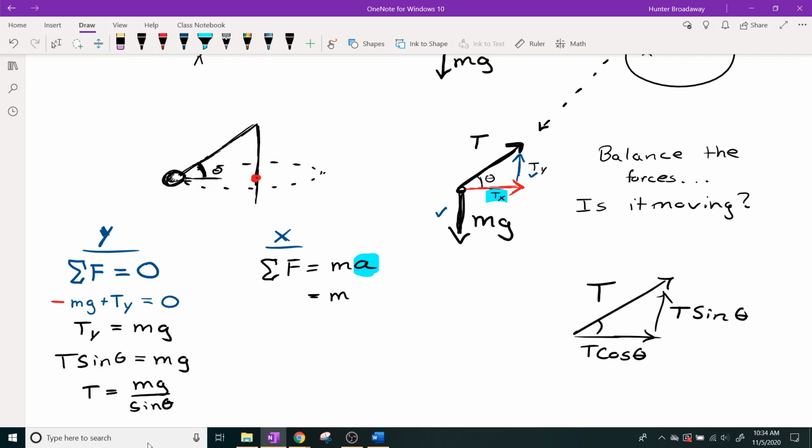The circle, bingo. So we could write it as V squared over R, and then we've got the sum of the forces equals mv squared over r. Well, there's only one force here, so for the sum of the forces, we can use something else.